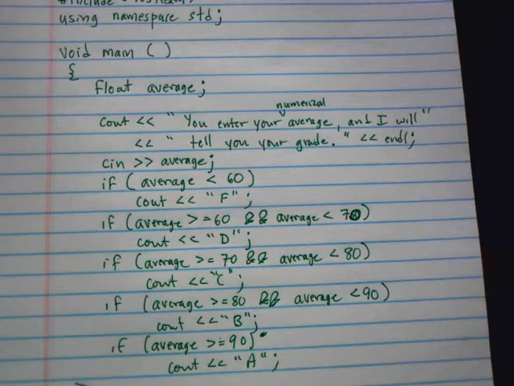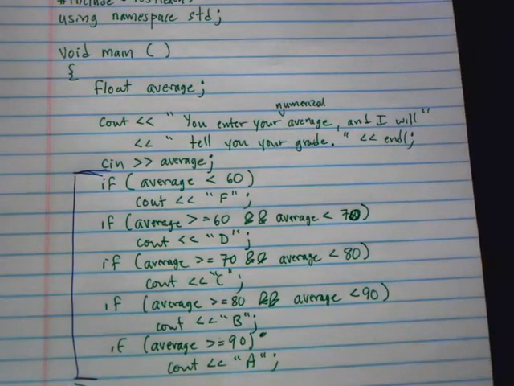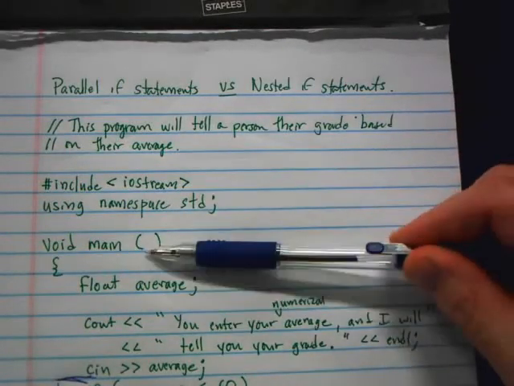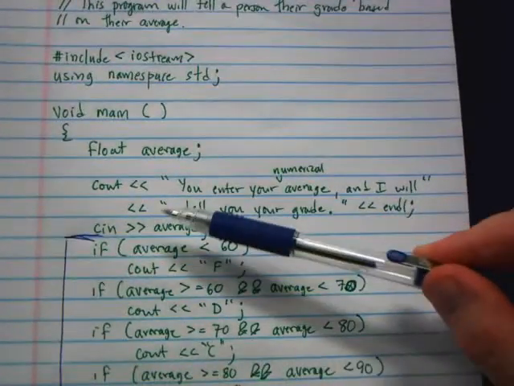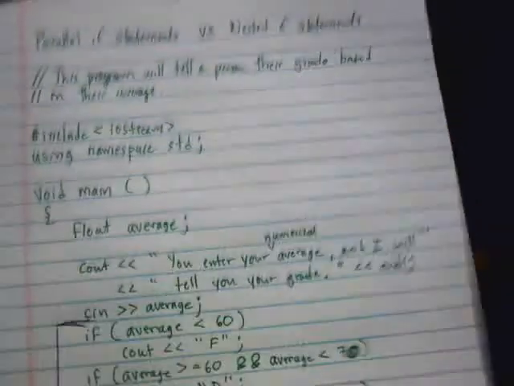Okay, so I'm going to rewrite this program. I'm not going to rewrite the whole program. I'm just going to rewrite it starting from here. The rest of it's exactly the same. So we still have to have all of the documentation, the include, the using, the void main, define the variable, tell the person to type in the variable, and then we get it. Here's the way we should write those if statements, and these are called nested.